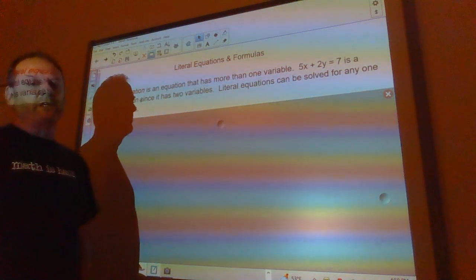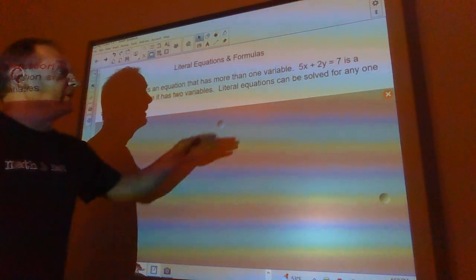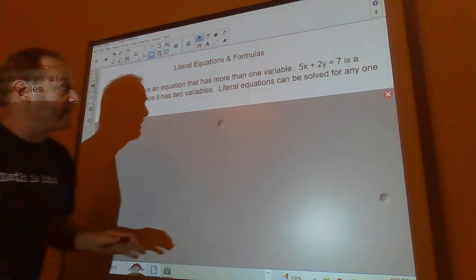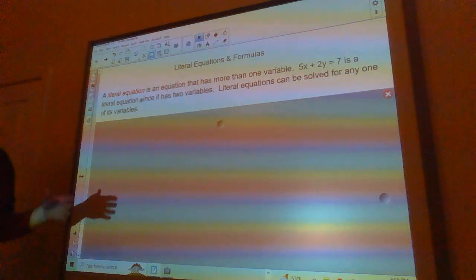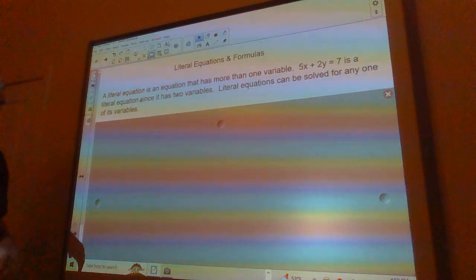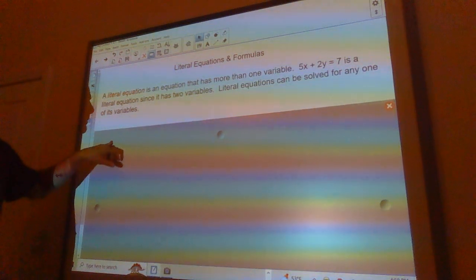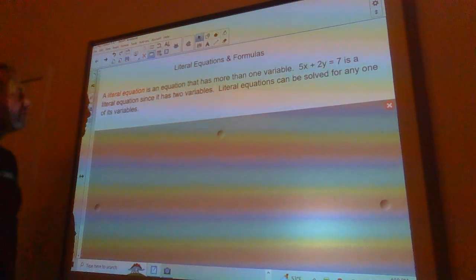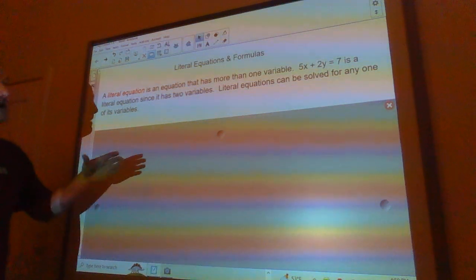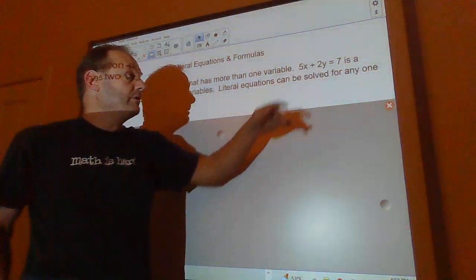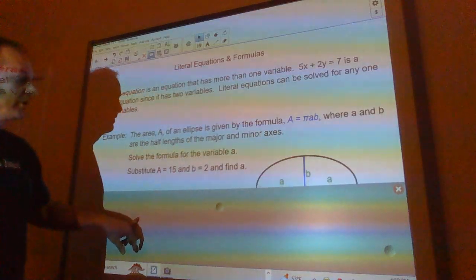A literal equation is an equation that has more than one variable. So like 5x plus 2y equals 7 is a literal equation. It's got two variables. It's got an x and a y. Okay? So the thing is, with literal equations, you can solve them for any one of the variables. Now this one here isn't solved for either of the variables, but we could solve it.